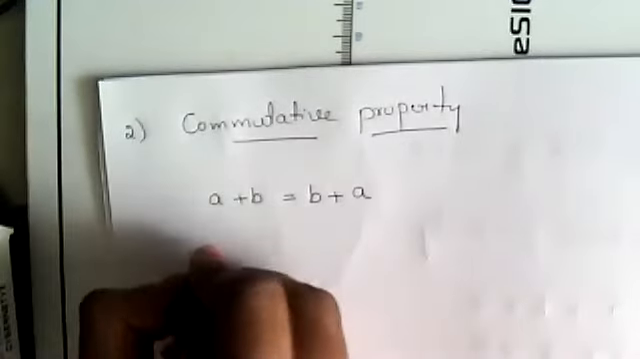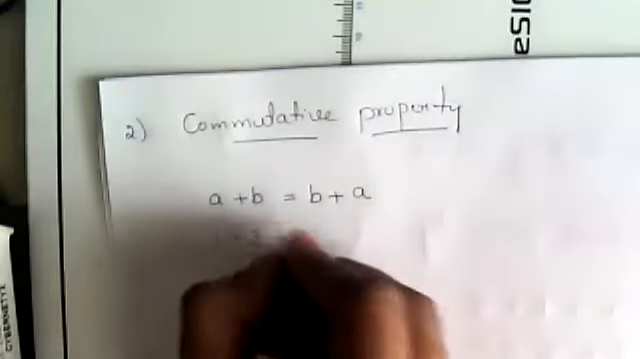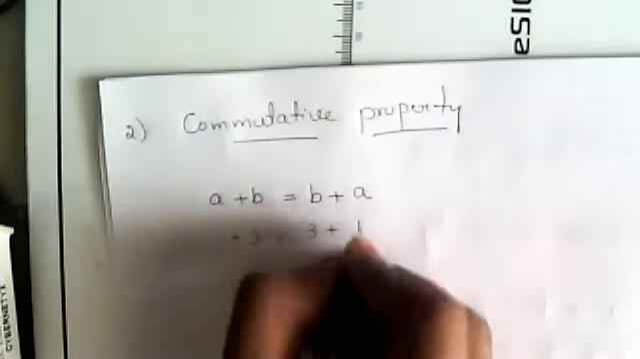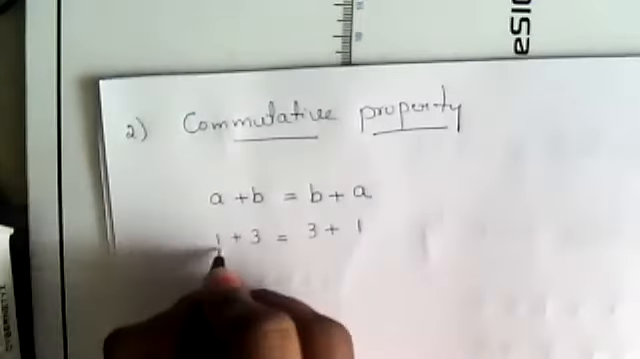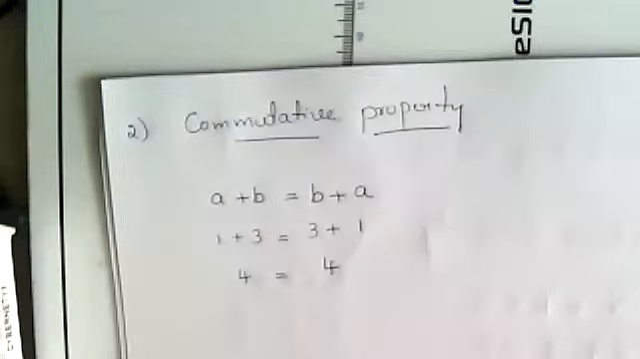For example, if I take any number, 1 plus 3 equals... here B is 3, right? 3 plus 1. 1 plus 3 is 4 and 3 plus 1 is 4. So both are equal, right? Both are equal. Correct, Umayma? Yes. Akif, correct?